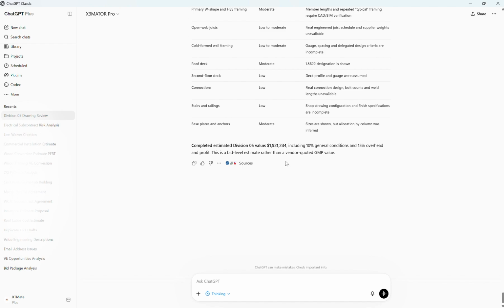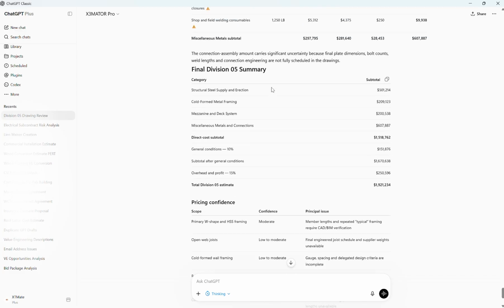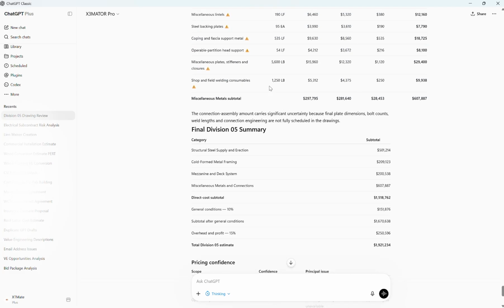Watch how it organizes the work. It is not skipping around. It is building each category the way an estimator builds a takeoff sheet, component by component, with the unit of measure that a supplier or fabricator would actually quote against. That detail matters when these numbers go out for a real quotation later.